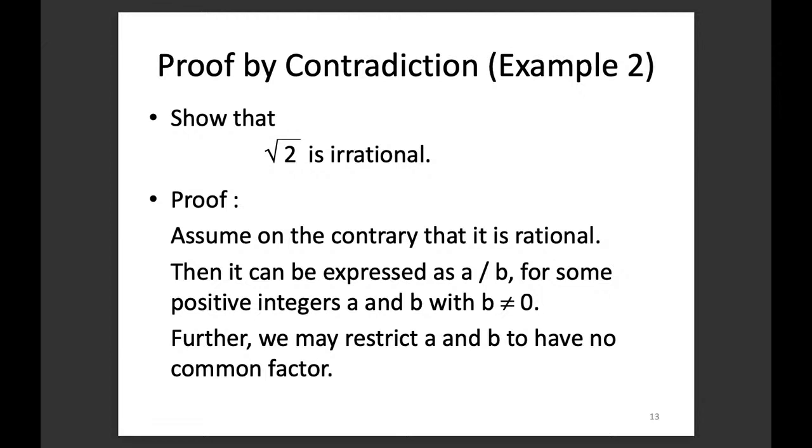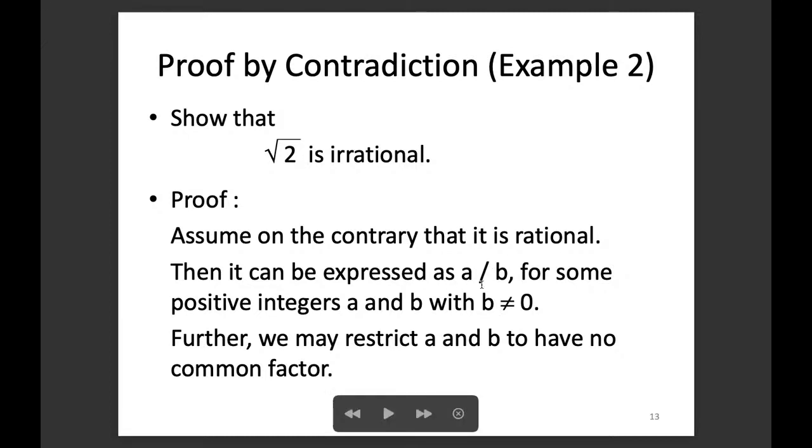So instead, let's try contradiction. Proof by contradiction here will assume that this whole statement is wrong, and then hope to get some nonsense in the end. What we want to show is that square root 2 is irrational, so we assume that it is wrong. We assume that square root 2 is rational to begin with, and then hope that in the end we get something wrong. Now if it is rational, what does that mean?